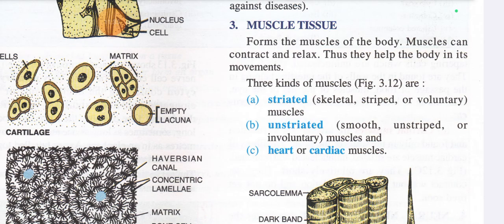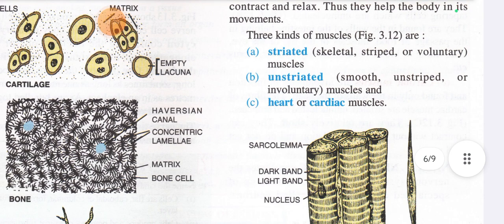Muscles can contract and relax, thus they help in movement. There are three kinds of muscles: striated, unstriated and cardiac. Striated means skeletal, striped or voluntary. Unstriated are involuntary muscles. Voluntary means they cause movement, involuntary means they do not. Cardiac muscles work throughout life, like our heart.